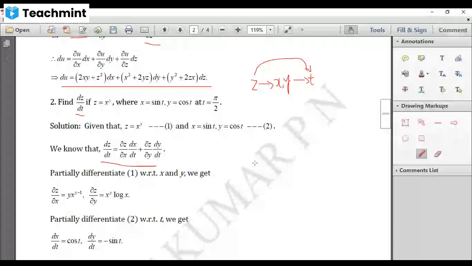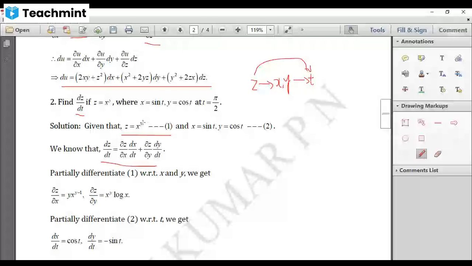Right? Now, they are given z equal to x to the power of y. Let us differentiate this to get dou z by dou x and dou z by dou y. Right? So when you are partially differentiating with respect to x, your y is constant. Therefore, this is of the form x to the power of constant, like x to the power of n.